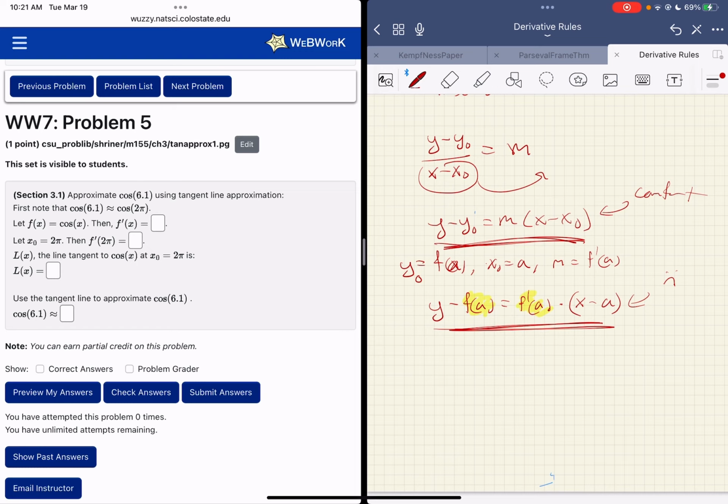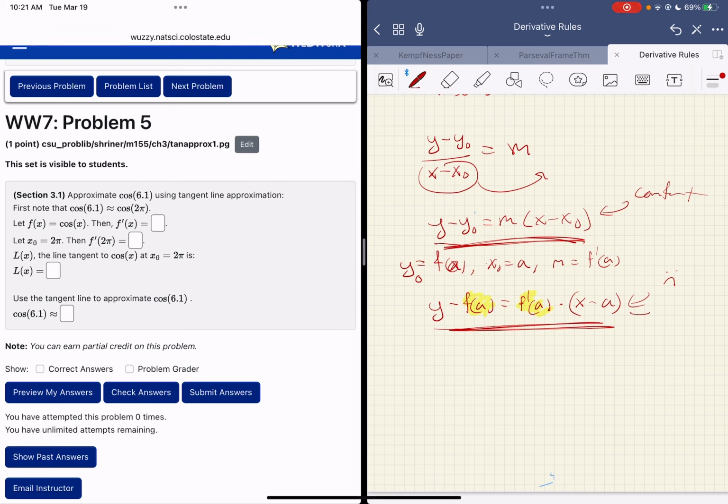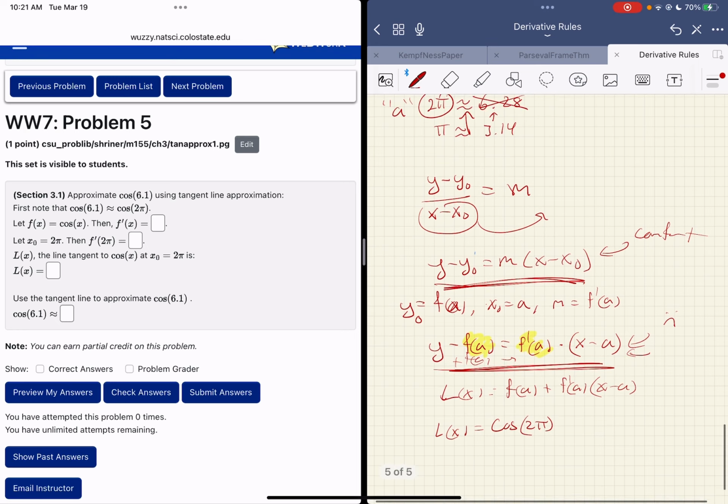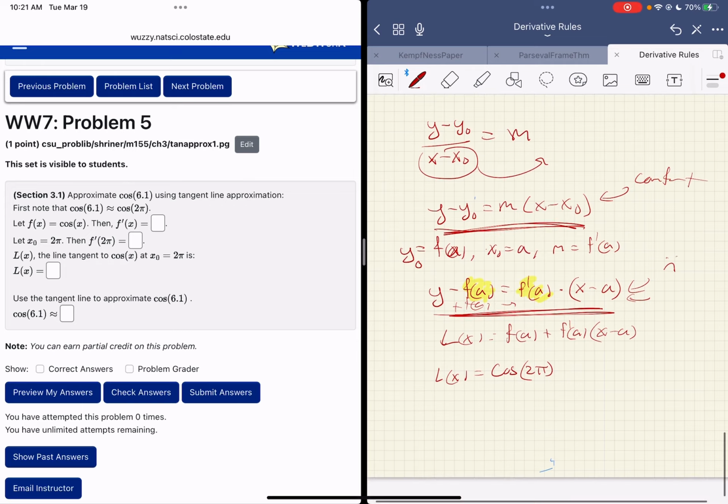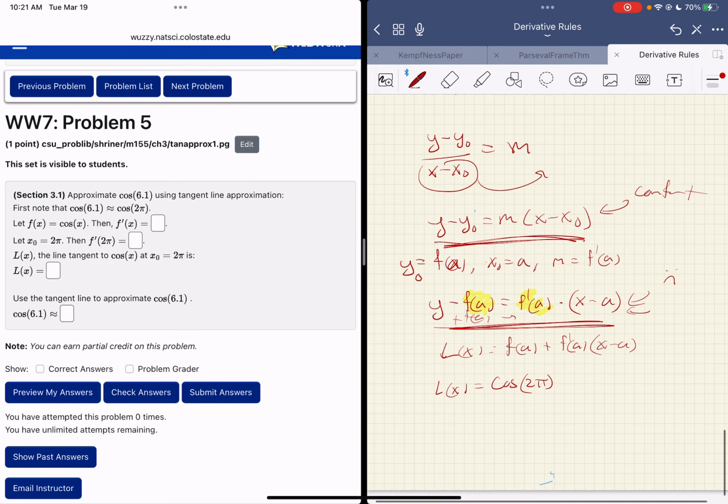But okay, so anyway, the formula in the equation sheet just moves this thing over to the other side. So what we're going to have is that the linear approximation is the f value at a plus f prime at a times x minus a. This is the form you have in the equation sheet. This is what we want to use. All right, so this is L of x is equal to cosine at 2 pi. I've talked so long that now I've sort of lost some perspective. 6.1, that's pretty close to 2 pi. And 2 pi is something nice to plug into cosine. So that's how I know that my a value is 2 pi.